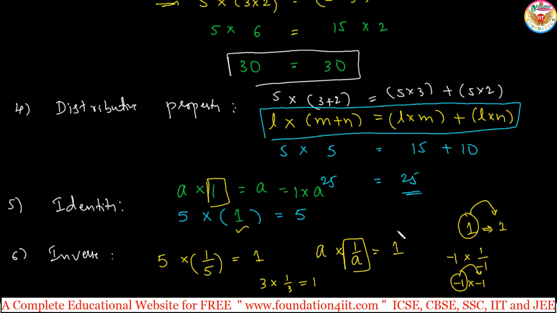These are the six rules that apply to the properties of multiplication of integers. As we have discussed multiplication of integers, now we'll see division of integers and the properties of division of integers also.